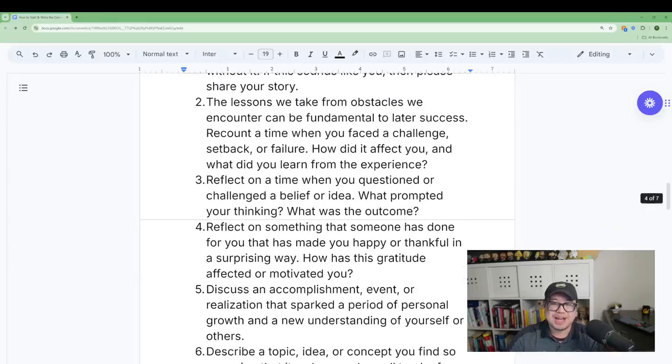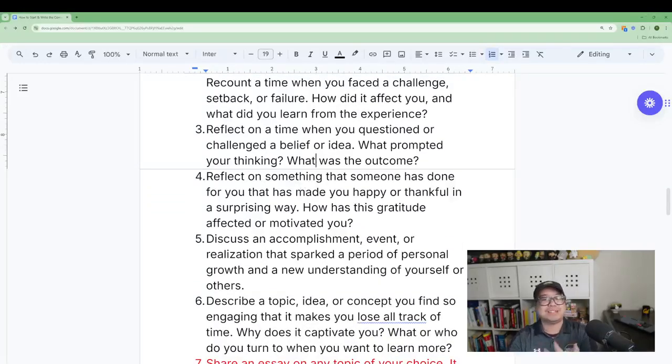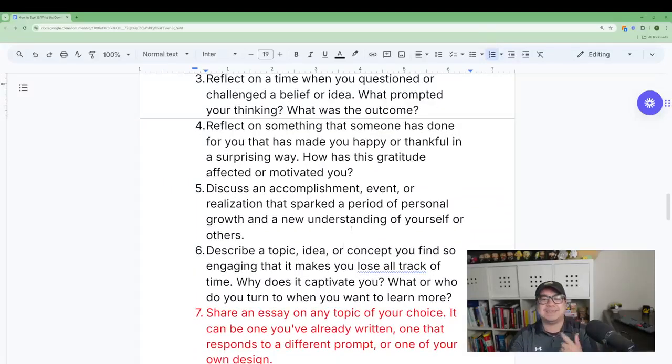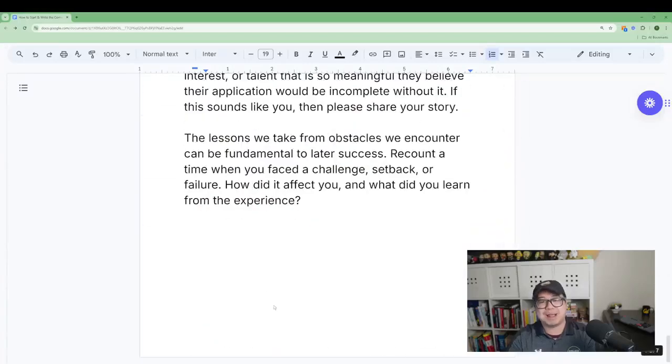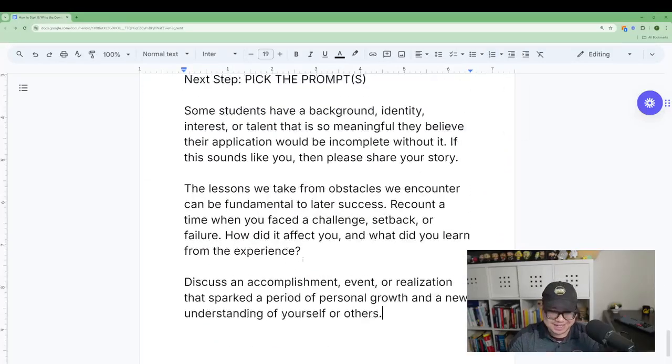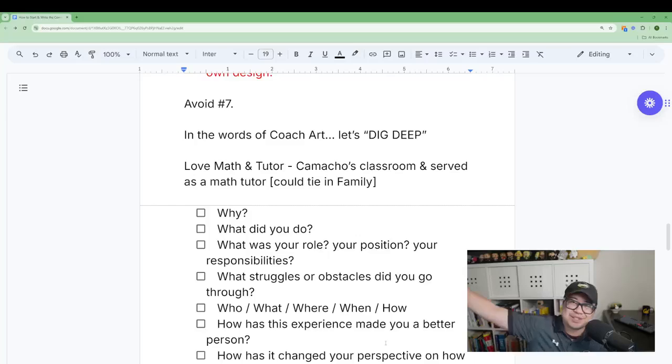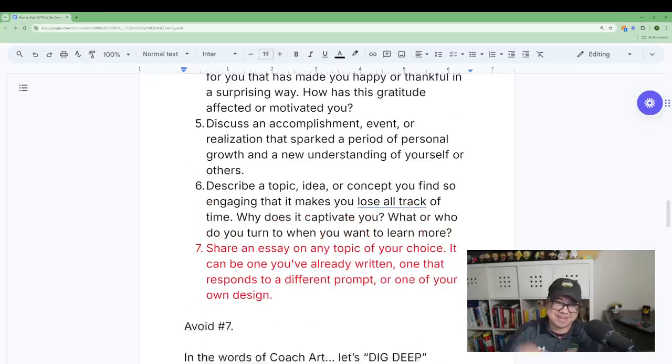Number three, question a challenged belief. Not really. I could have, but this doesn't scream yes right away like the other ones. Number four, reflect on what's been done for you to make you happy. Could I be creative with my parents and the way they taught me? I could, but again, not a very straightforward yes. Number five, discuss an accomplishment or event that sparked a period of personal growth and understanding of yourself. I could. Not as strong as one and two, but I'll say yes. The accomplishment of making my first dollar online was big, a different story, and another big learning lesson for me.